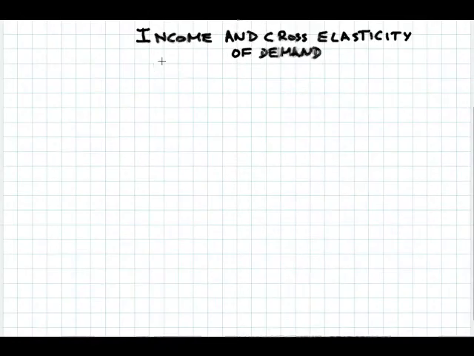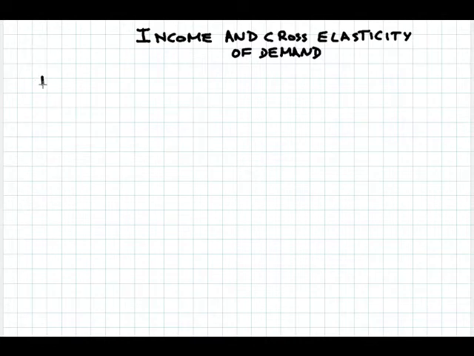In this lesson, I will discuss income and cross elasticity of demand. Income elasticity of demand measures the degree of responsiveness in quantity demanded due to change in income of the consumer, whereas cross elasticity of demand measures the degree of responsiveness of quantity demanded for one commodity due to change in price of other commodity. Let's start our discussion with income elasticity of demand.